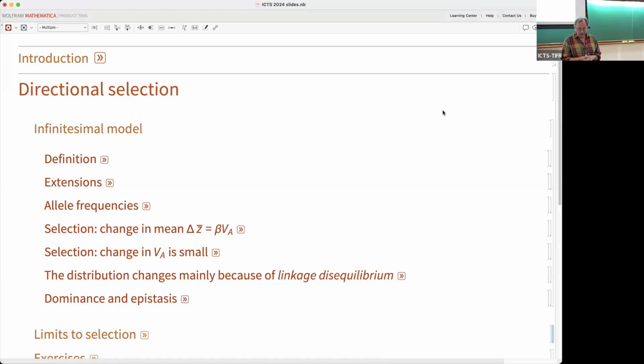And in fact, the idea is usually thought of and introduced as a limit of a model with additive effects, where if you have a very large number of loci with very small effects, then in this limit, you get this very simple model. But one can extend it to include dominance and epistasis with certain restrictions.